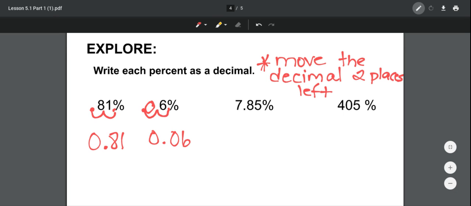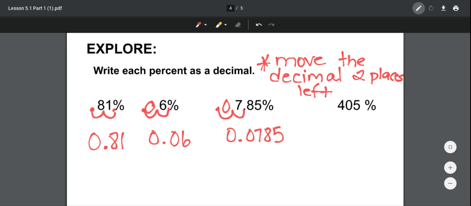In 7 and 85 hundredths%, we find the decimal between the 7 and the 8 and would therefore take it and move it 2 places to the left, fill the empty loop with a 0 so that you get 0.0785.